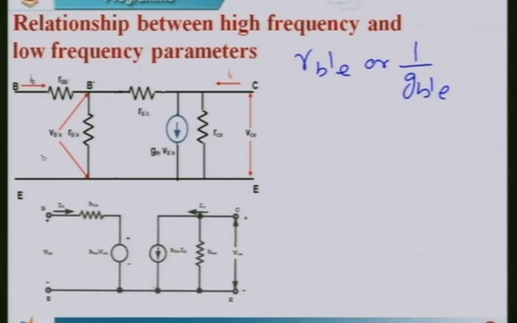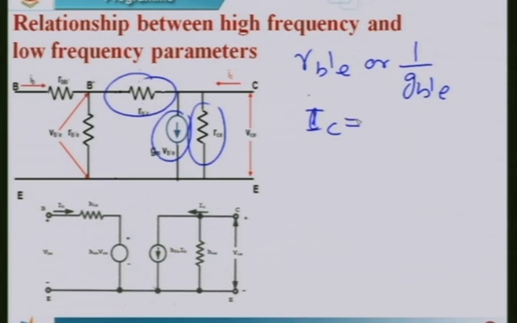When you are looking into the input side, the gm times vb'e generator is acting as an open circuit, hence we can say that these two are in parallel. Therefore, the collector current IC is equal to the current flowing through this resistance rb'e and the current flowing through this terminal. Because this rb'c value is already specified, at 1.3 milliamp it is 4 megaohms, and this is about 80 kilo ohms. Hence the current flowing through rb'c is negligibly small.